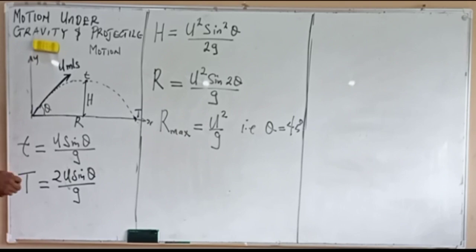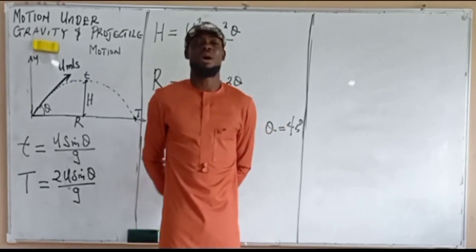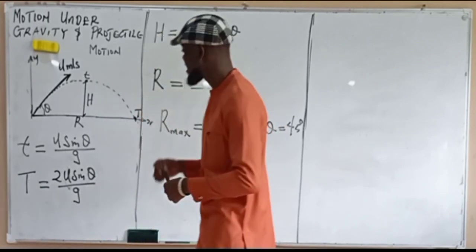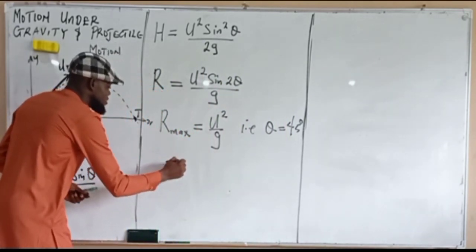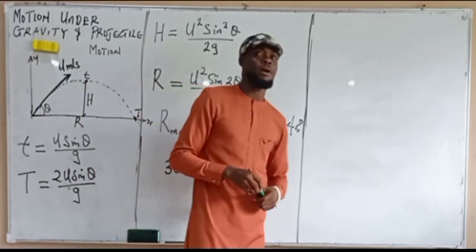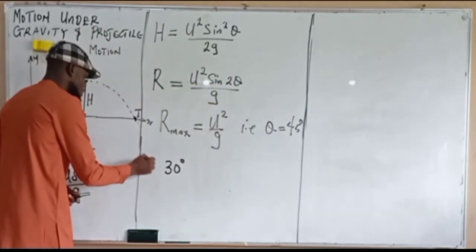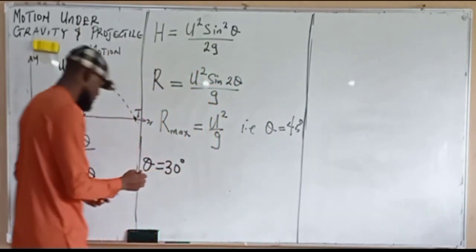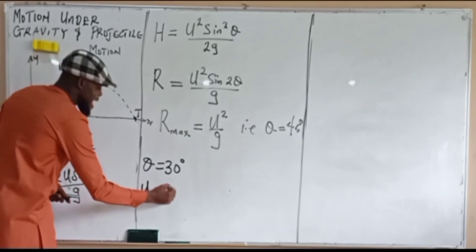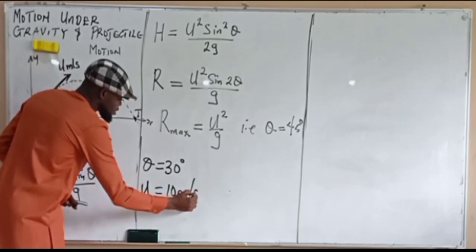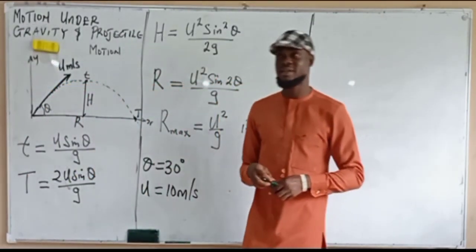Let's look at this question. A body is projected at an angle of 30 degrees to the horizontal with a velocity of 10 meters per second.